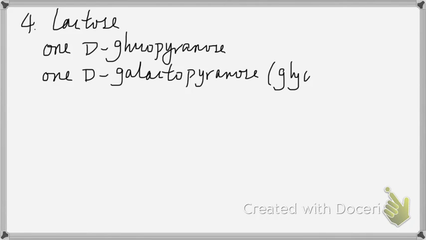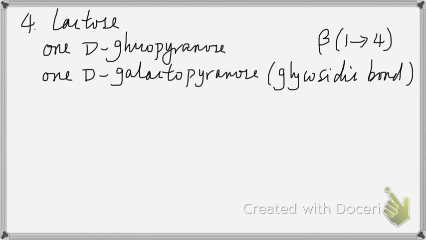Next, disaccharides, lactose. Lactose is one of the major components in milk. Lactose is formed by one D-glucopyranose unit and one D-galactopyranose unit. And the galactose is the one that forms the glycosidic bond. The bond is in the beta 1,4.